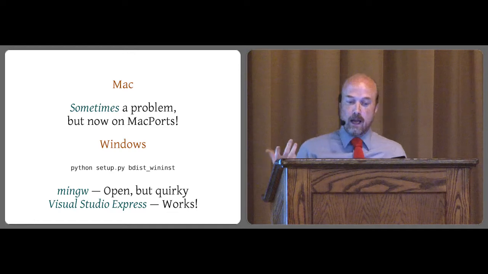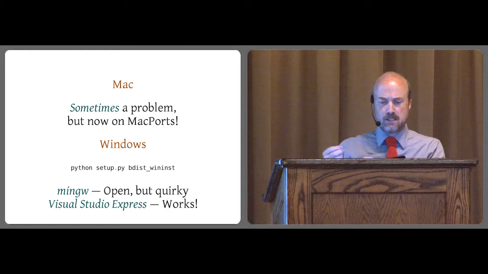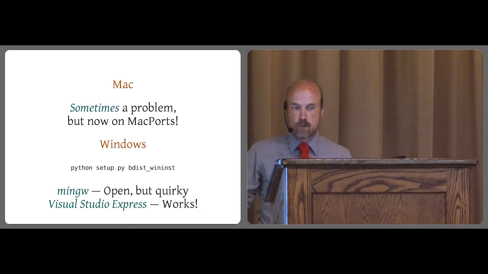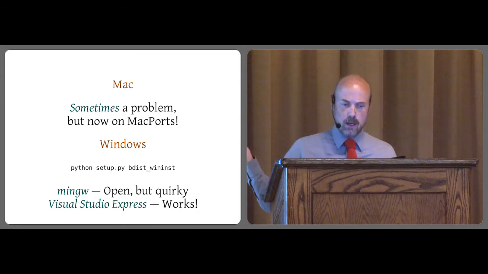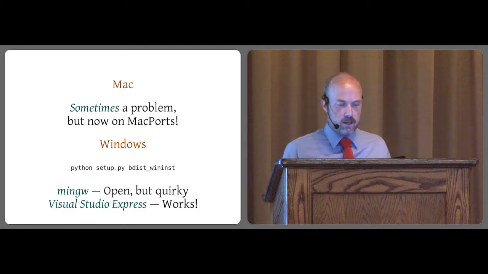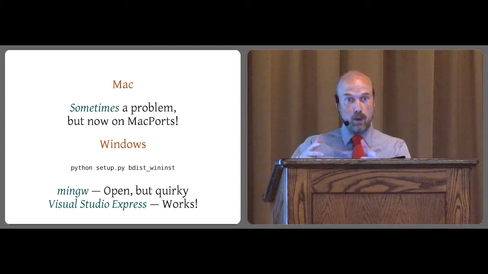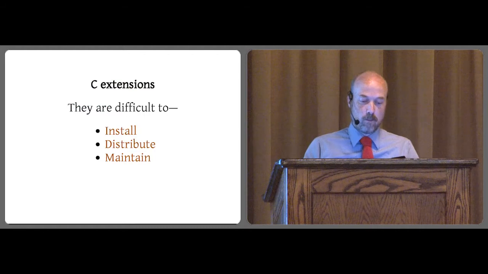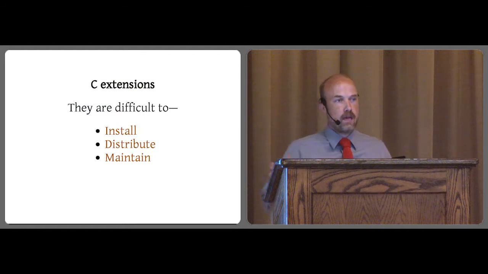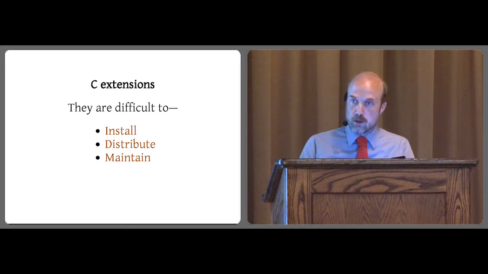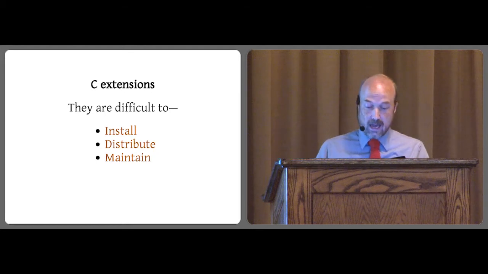On Windows, I learned about setup.py bdist_wininst, which actually makes a Windows installer for your package. I used a free MinGW compiler at first, and then I finally broke down when I found that they do give Visual Studio away for free as Visual Studio Express. It's closed source, but I mean, it's Windows. So I installed it and was able to get Windows versions of the installer up and running for people. So even though I now have it pretty much working well on most platforms, C extensions are still difficult to install, to distribute, because you have to pre-compile them for most people, and to maintain.